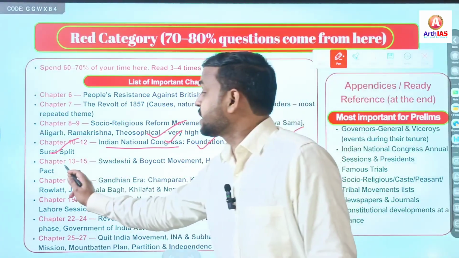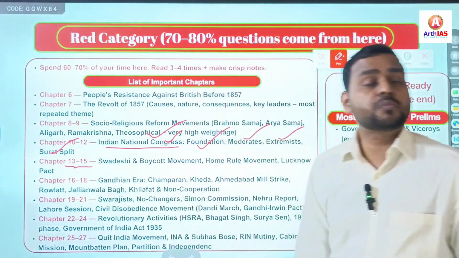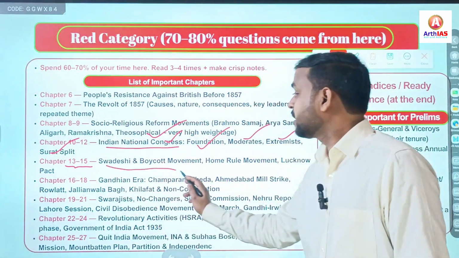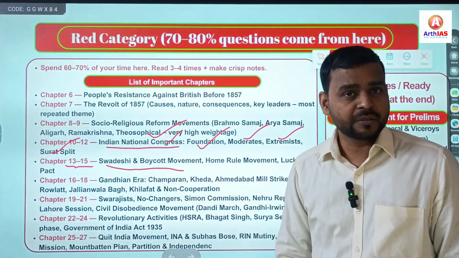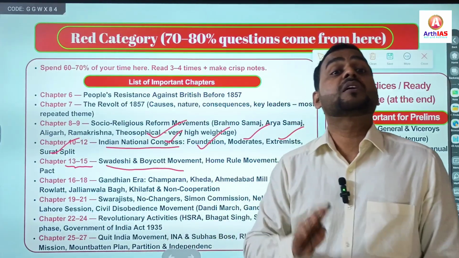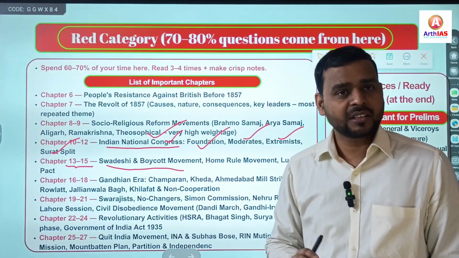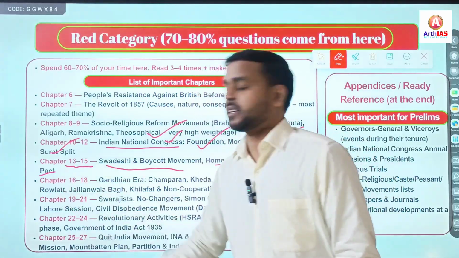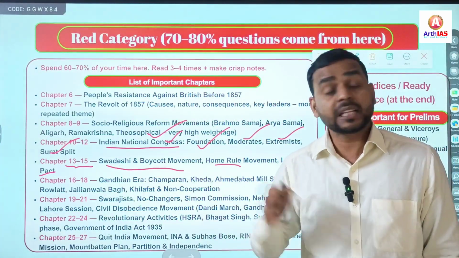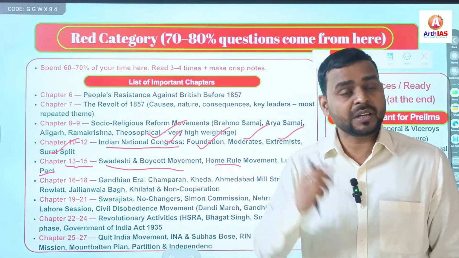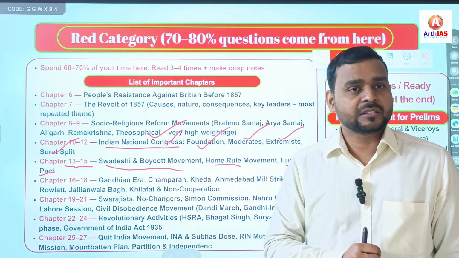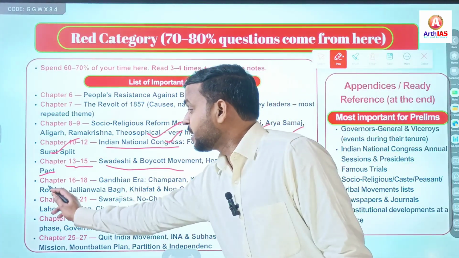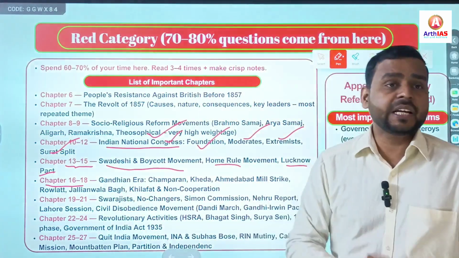Then comes chapter 13, 14 and 15, right? So here again very important topics, Swadeshi and boycott movement, right? Separation of Bengal, right, before Gandhi, home rule movement and Lucknow Pact. These topics are very important, and these topics are often repeated even by UPSC, right?